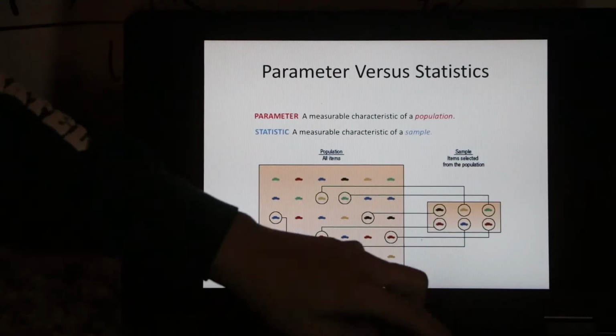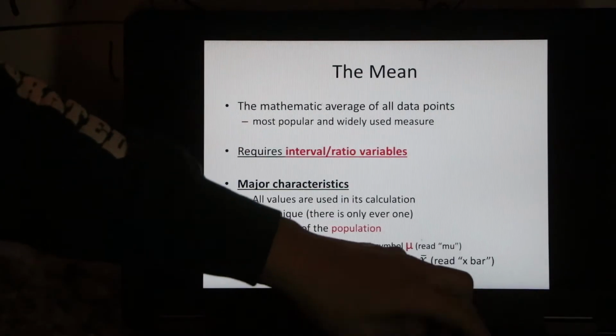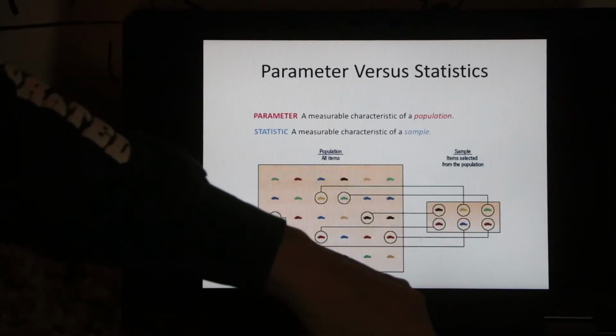Another key point to remember is the term parameter versus statistic, and we did say that a statistic is a measure from a sample while a parameter is a measure from the population. So the mean is a measure of a central tendency, and when we use X bar, that's our statistic, and when we use that mu, that's our parameter.